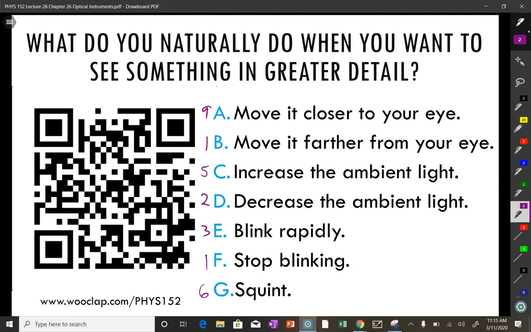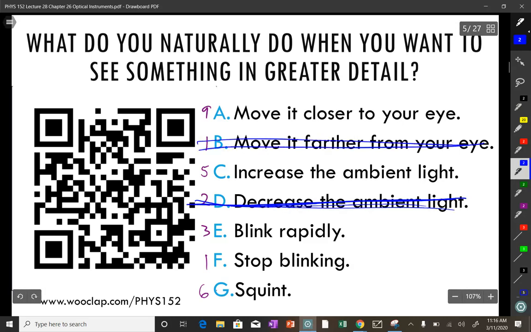2 of these don't make sense. The 2 that don't make sense are actually blinking rapidly, depending on the situation, could be helpful, right? If your eyes are dry or something, I don't know. I'm not going to stop blinking, and blinking rapidly, depending on the person, either one might help them see a little better. Decreasing the ambient light is just not going to help. And moving it farther from your eye shouldn't help unless you're farsighted. And so those are the ones that I expected to not be answered.